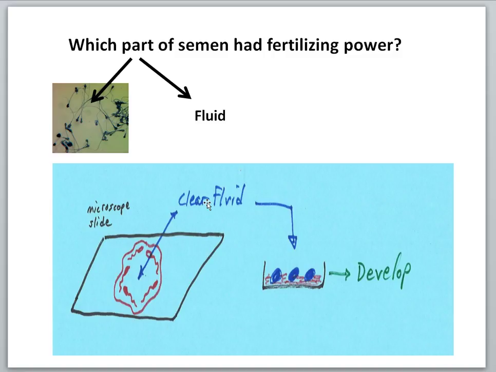Notice his strategy here. If you want to know whether the worms or the fluid have the power, you need to separate the two and test each one. So he sucks up with a little pipette some clear fluid and deposits it on some unfertilized eggs, and what do you know, they develop.